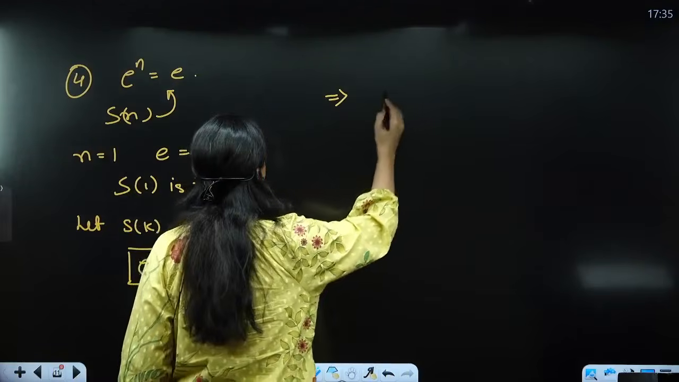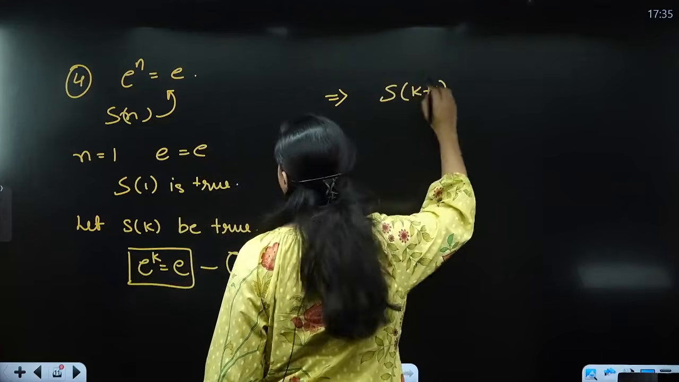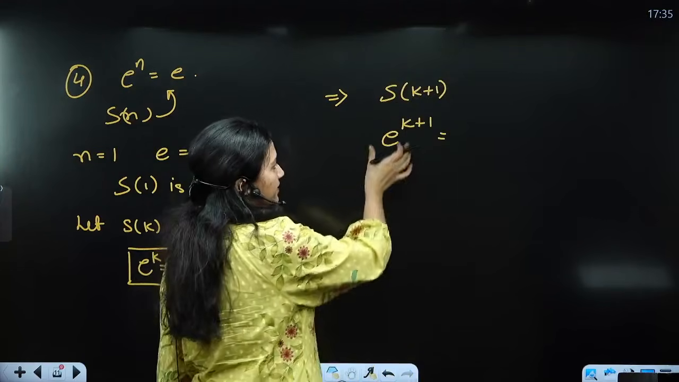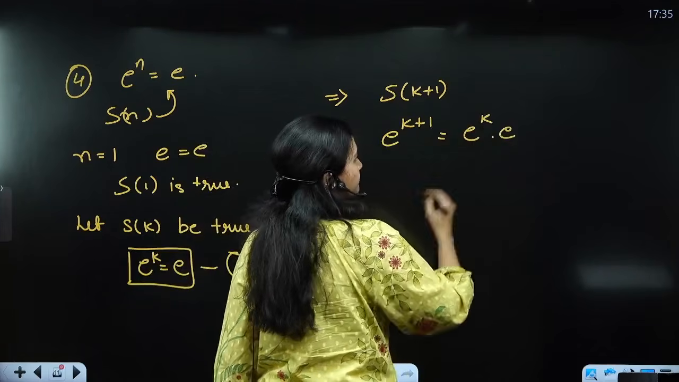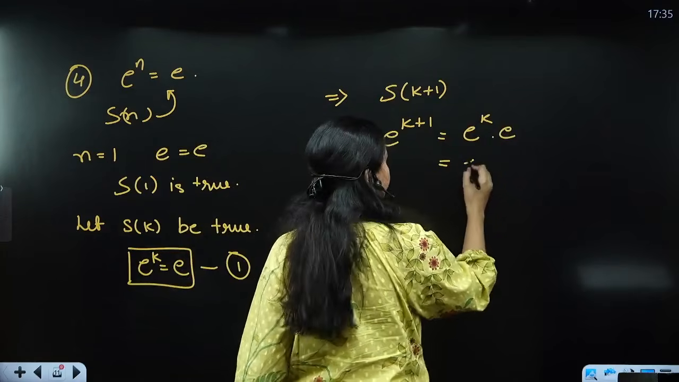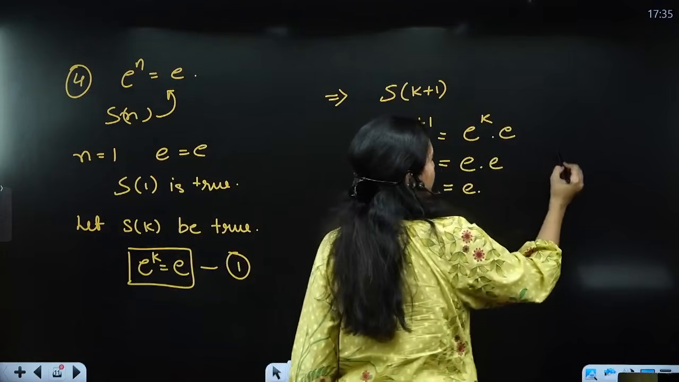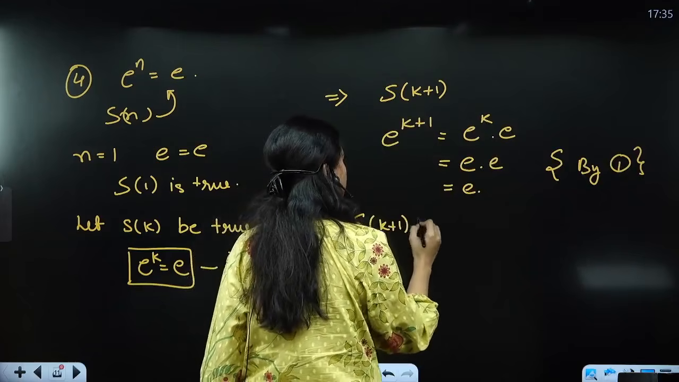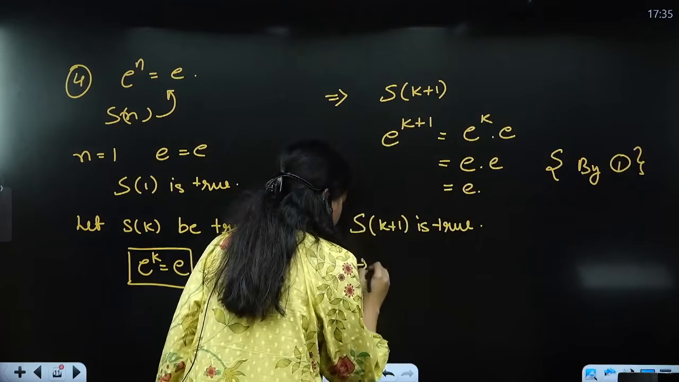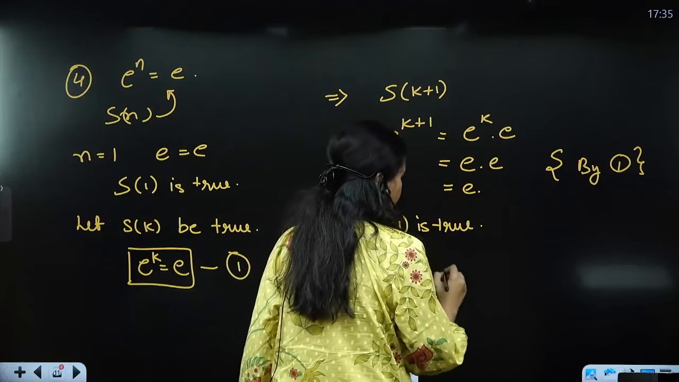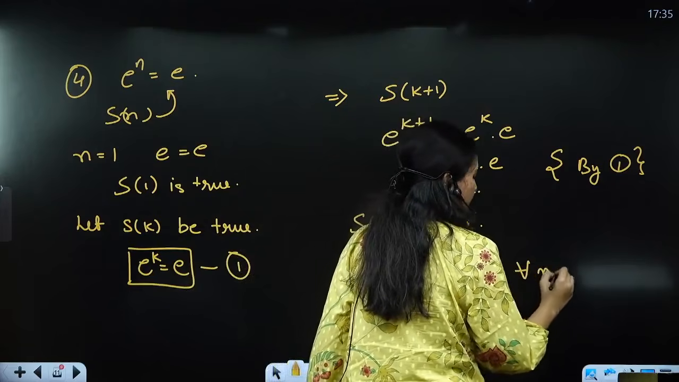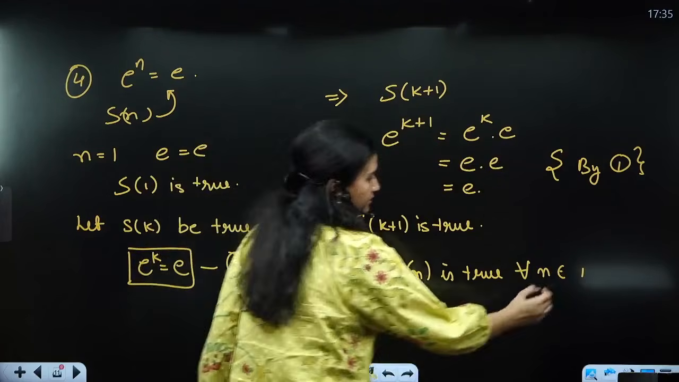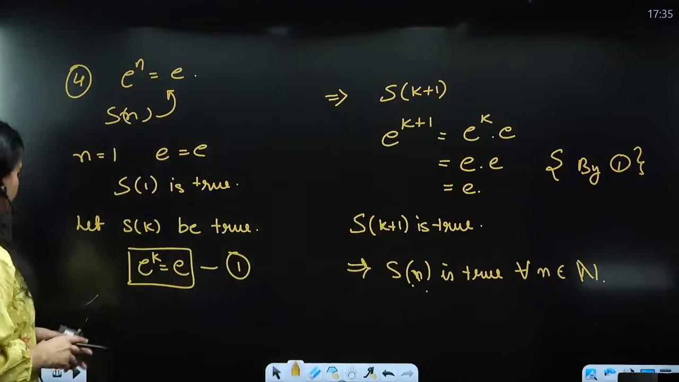Now this implies that S(k+1) will be e^(k+1) equals to. Now can I write it as e^k · e? So e^k is what? e only. So e · e is eventually going to be e, and this I have taken from 1, right? So S(k+1) is true. This implies that Sn is true for all n belonging to natural numbers, right? So here we have proved all of the postulates.